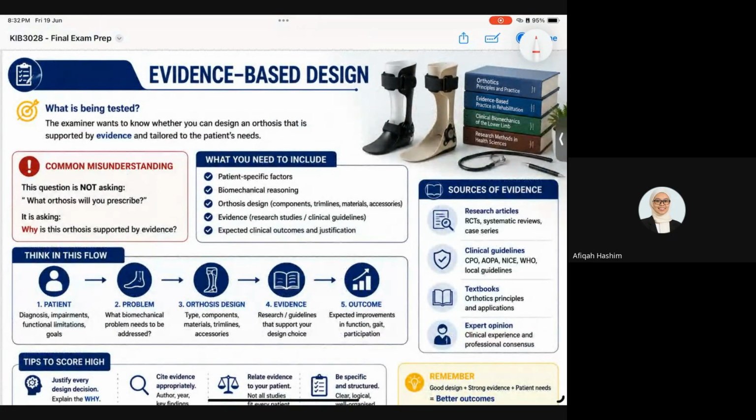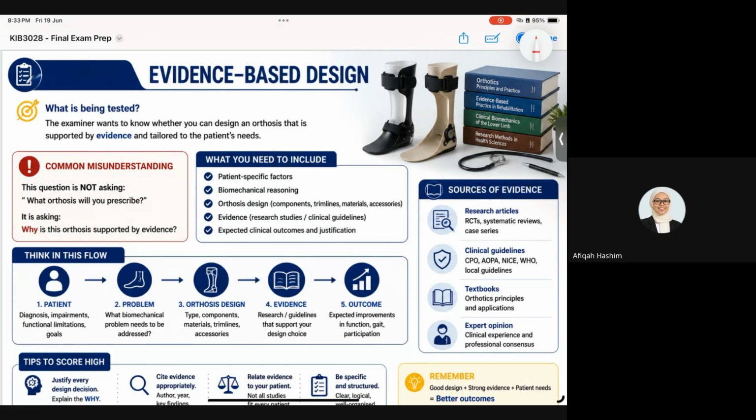Three important elements, which is one, best available research evidence, and then second one, the clinical reasoning and biomechanical knowledge, and the third one, patient individual needs and goals. So only when these three come together: best research evidence, clinical reasoning, or your knowledge, especially your knowledge, and also patient needs.